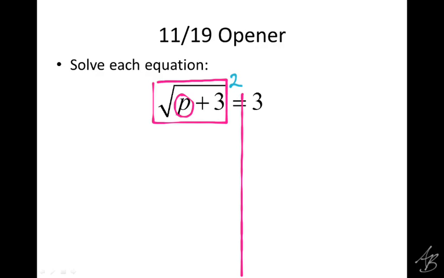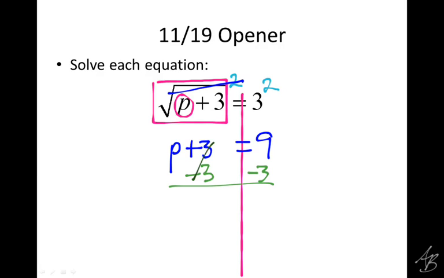Remember, squares go up and to the right, so we square both sides. When we square the left side, that's going to cancel out with the square root. Those are both gone, leaving what? P plus 3. And on the right side, 3 squared is 9. And then what? Subtract 3 on both sides. And those 3's cancel, leaving P. And 9 minus 3 is 6.